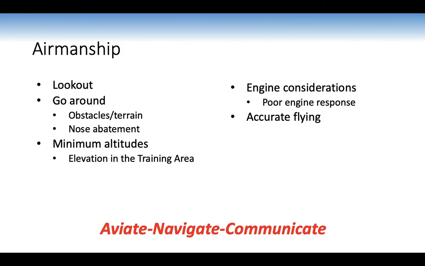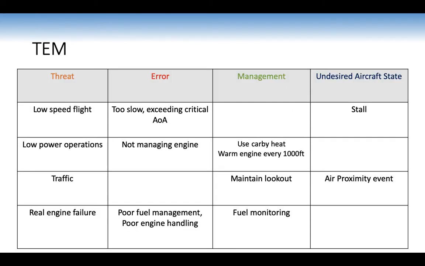Engine considerations, point and response. So make sure you apply carb heat. Don't forget to turn it off when you're doing a go around, and make sure to warm the engine. Accurate flying: make sure you set the attitude, get that 73 knots, and you monitor your 1/3 wing spacing. So aviate, navigate, communicate.